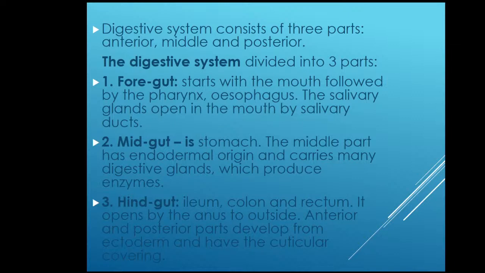This is the middle part of the digestive system. It has endodermal origin and carries many digestive glands which produce enzymes. Hindgut includes ileum, colon, and rectum, where undigested food is removed by the anus to the outside. The hindgut is developed from ectoderm and has a cuticular covering.